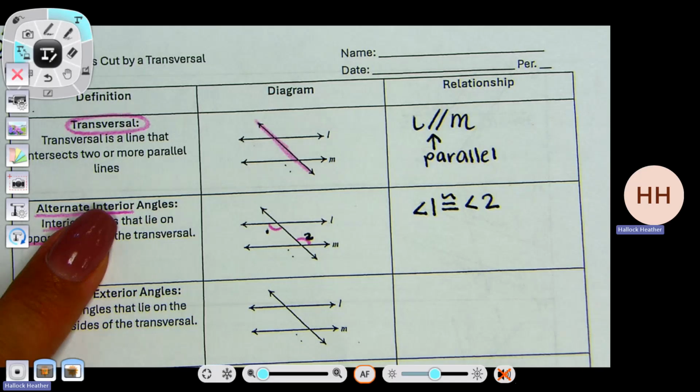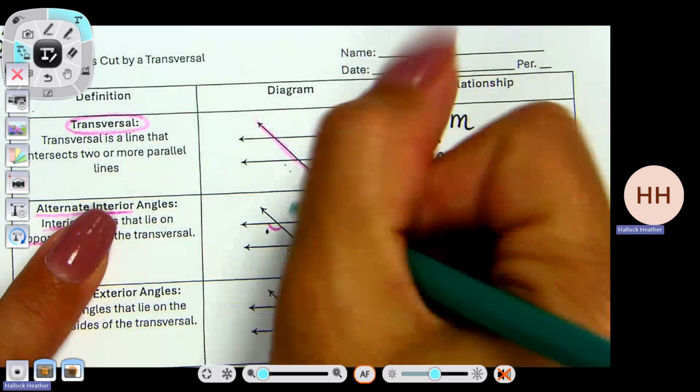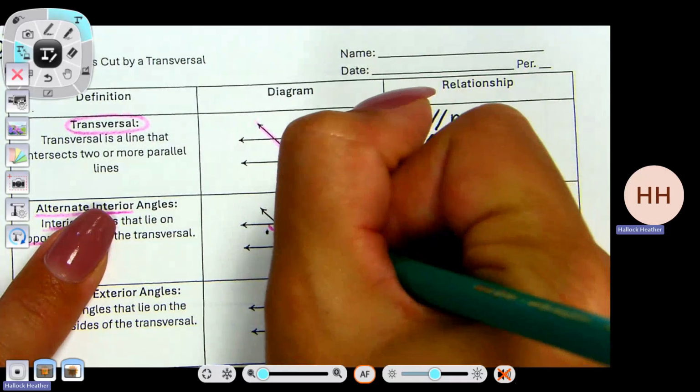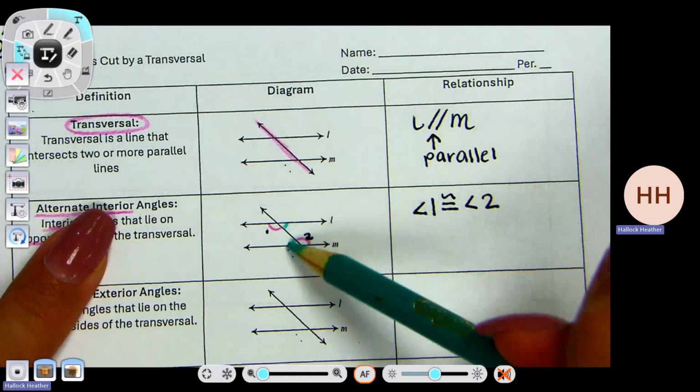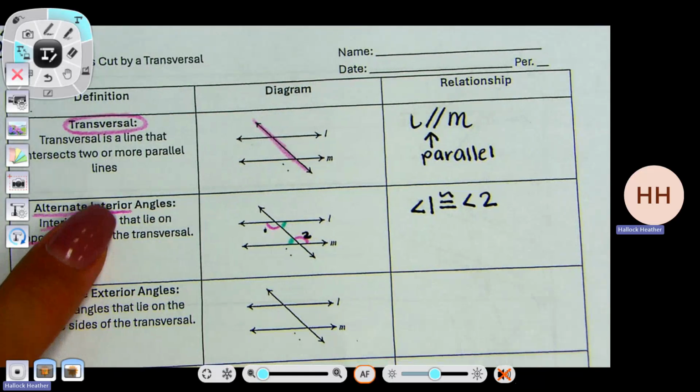We're going to use the other color that you picked out. There are 2 sets of alternate interior angles. We have the obtuse angles that we already colored. We also have acute angles, the ones on the other side. They're still inside the parallel lines. They still jump across the transversal. That is another pair of alternate interior angles. So you have 2 sets.